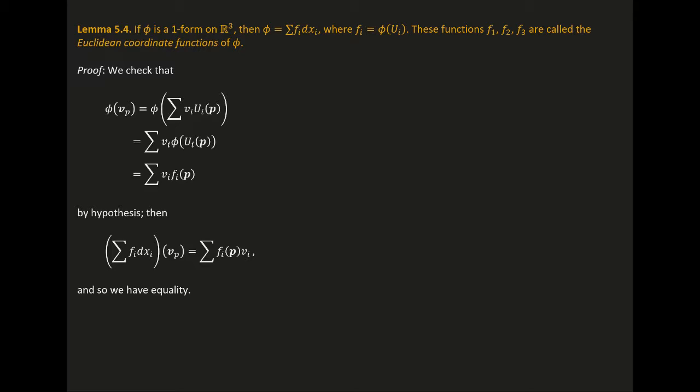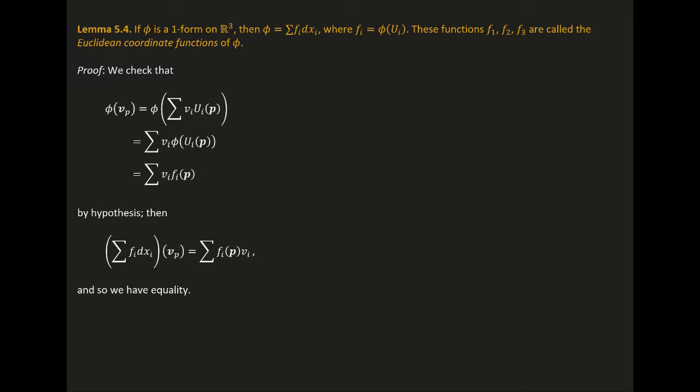Now we claim if phi is a one-form on R3, then phi is equal to the sum of fi times dxi, where fi is equal to the image of the natural basis frame functions ui under phi. So these functions, f1, f2, and f3, are called the Euclidean coordinate functions of phi.